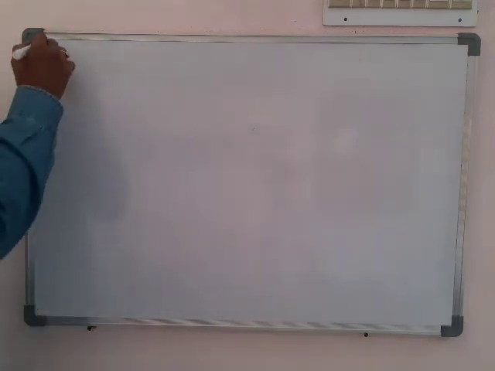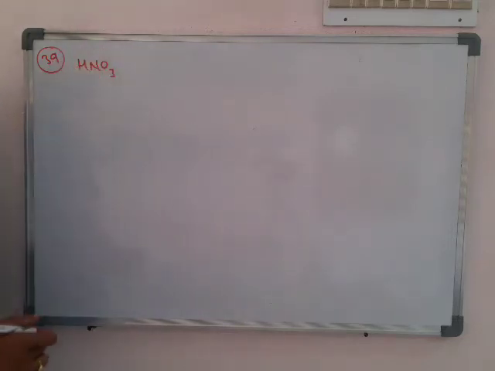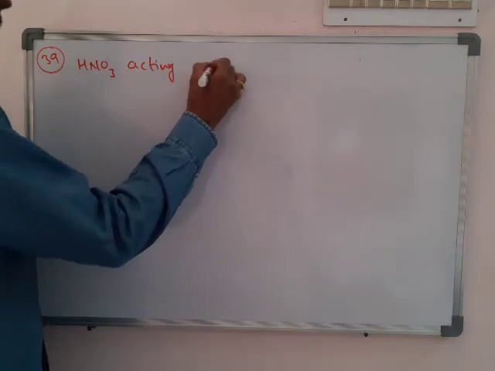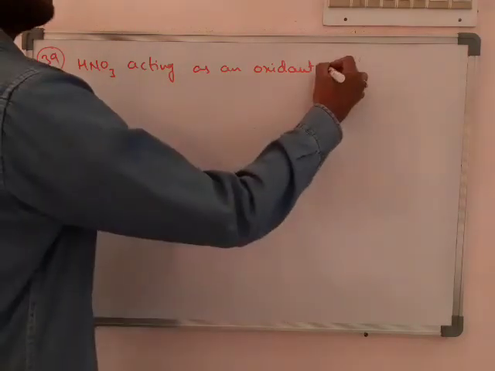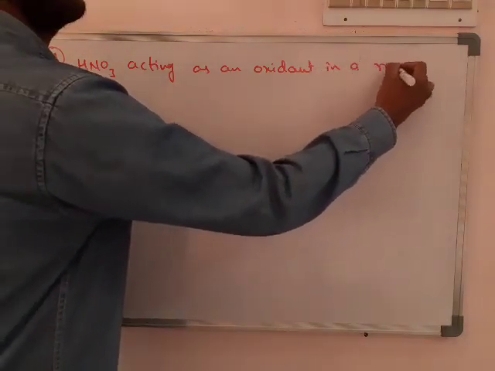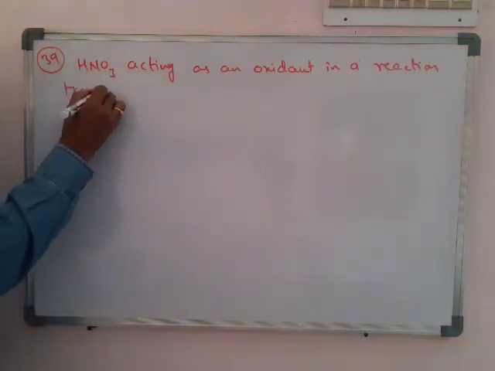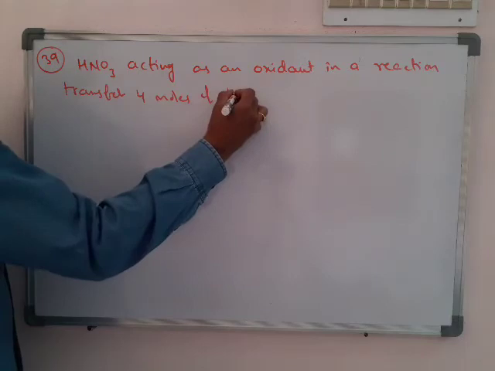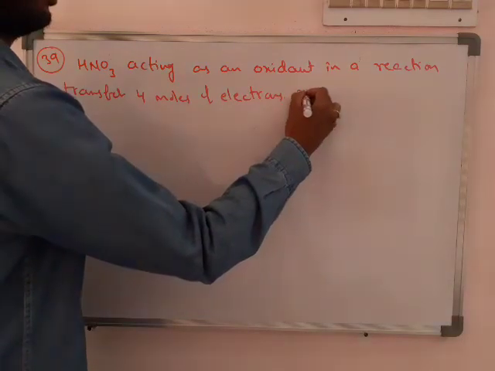Okay, see the next question. The question is given: nitric acid, that is HNO3, is acting as an oxidant in a certain reaction and transfers 4 moles of electrons. This is an important model. Electrons per mole.